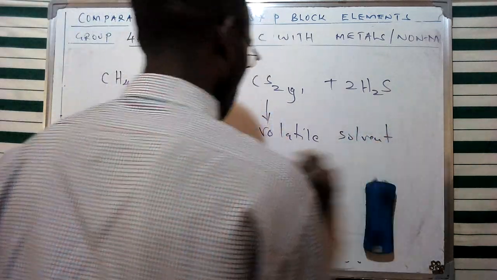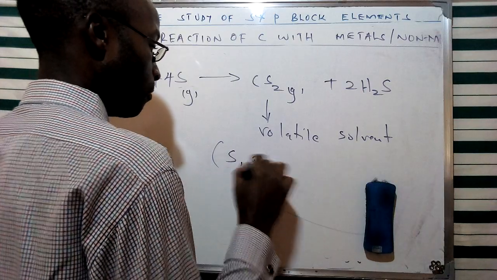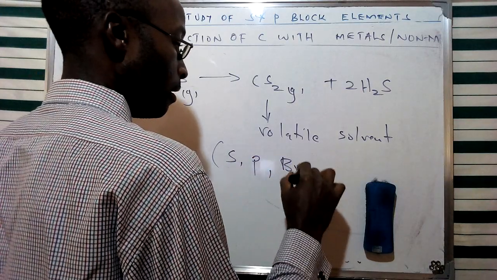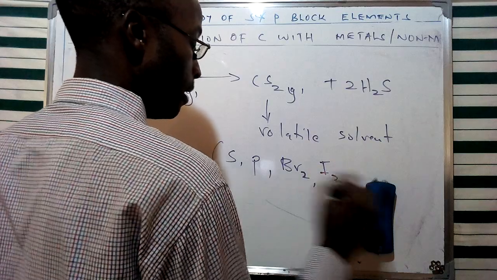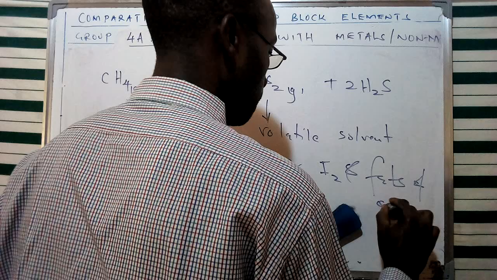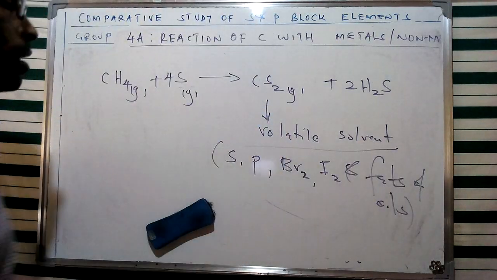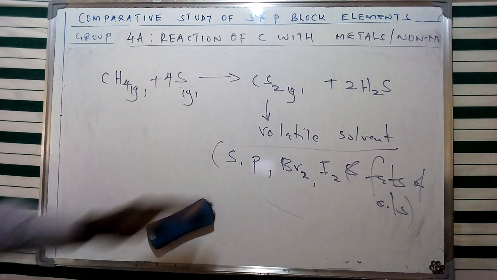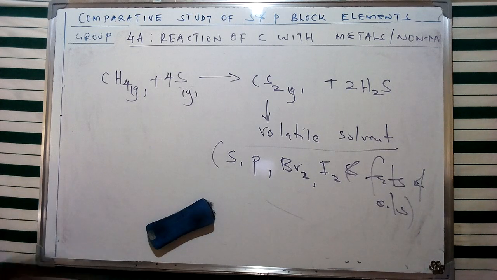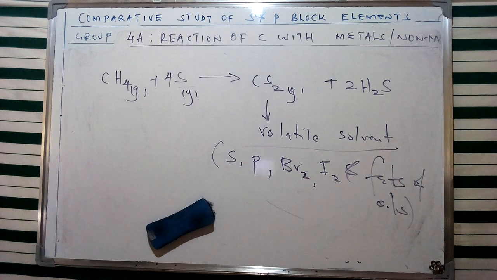And this solvent is going to be finding wide application for the elements of sulfur, phosphorus, bromine, iodine, and of course fats and oils in this particular case. So this is one of the solvents which is going to be widely applicable in some of the applications of the compounds, particularly the products and some of the molecules which we have seen, and the elements which I've given in the first case for those specific applications.